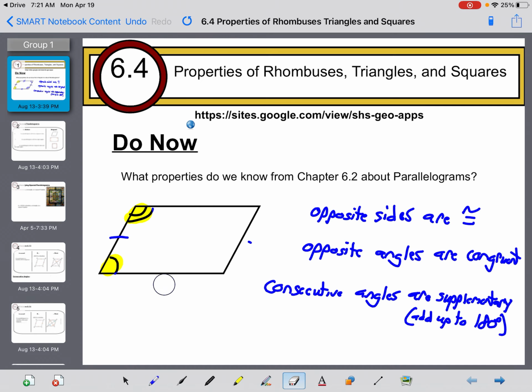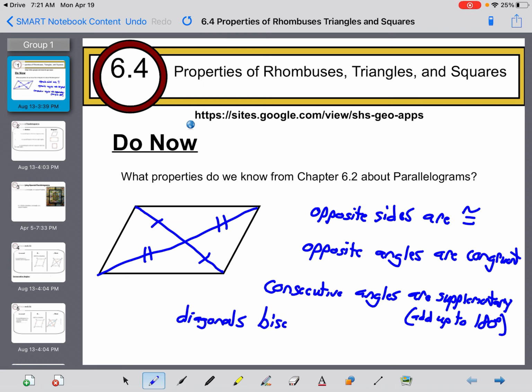Then aside from all the sides and the angles, there was one more rule, and that rule was that the diagonals of a parallelogram bisect each other, meaning the lines on the diagonal get cut in half. So make sure you write these down.